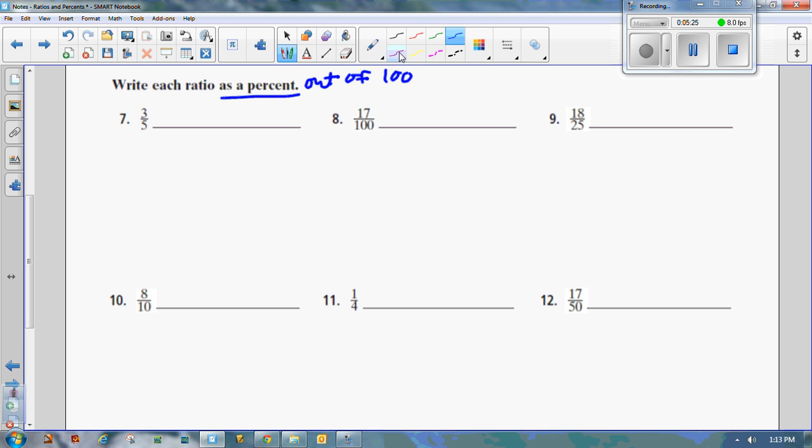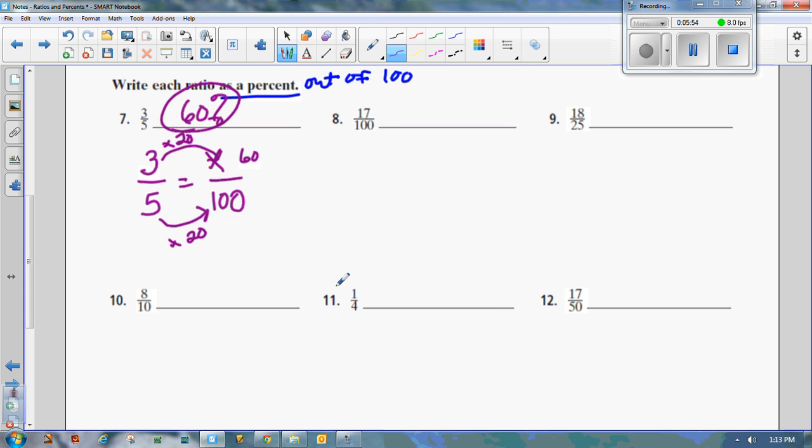Okay? So if we're looking here at number 7, we have the ratio 3 to 5, and we want to know what that is equivalent to 100. When we look at this, 5 can go into 100, so we ask ourselves, 5 times what's 100, which is 20. So then we do the same to the top value, 3 times 20, and that gives us 60. So 3 to 5 is equivalent to 60%.